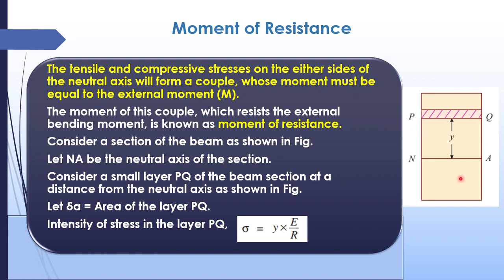So on either side of the neutral axis, compression and tension occur. They form opposite forces equal in magnitude. So it forms a couple. The moment of this particular couple which resists the bending moment is known as moment of resistance. Now how we could find this moment of resistance, that we will discuss.